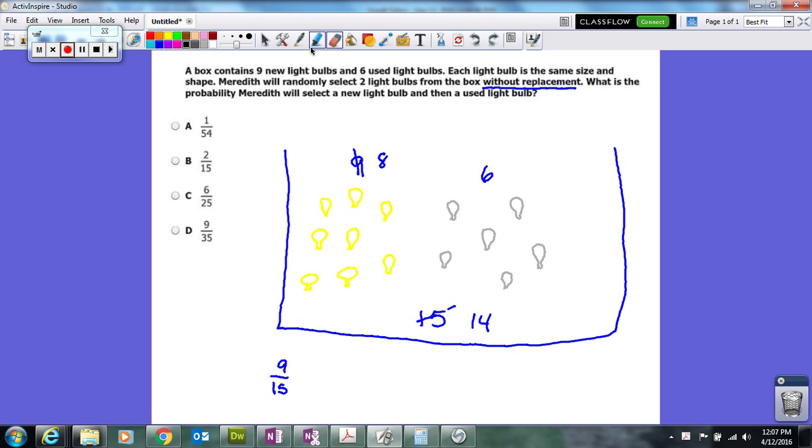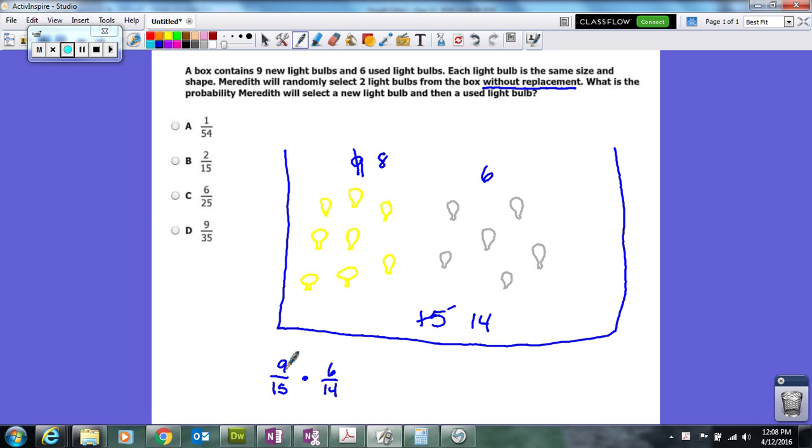And then the problem continues to ask, she then drew a used bulb. So to draw a used bulb, there are 6 out of 14. There's only 14 left. So the probability of drawing a used one would be 6 out of 14. All right. So these are 2 separate events. So to find the probability of her first drawing a new bulb and then drawing a used bulb without replacement is the product of these 2 probabilities. So we need to multiply these 2 together.